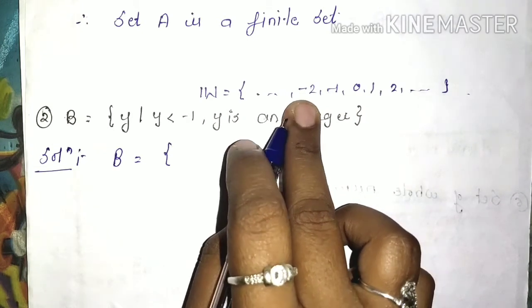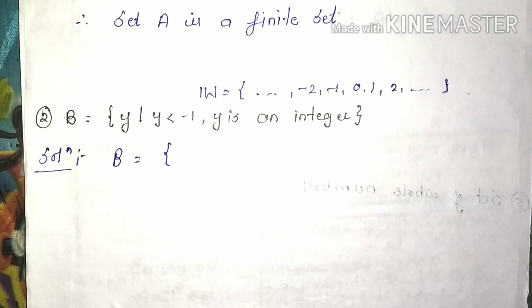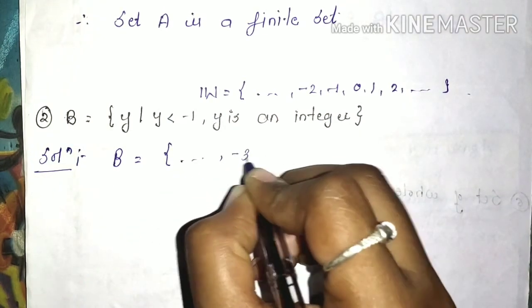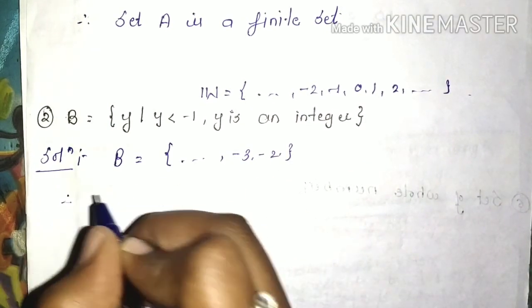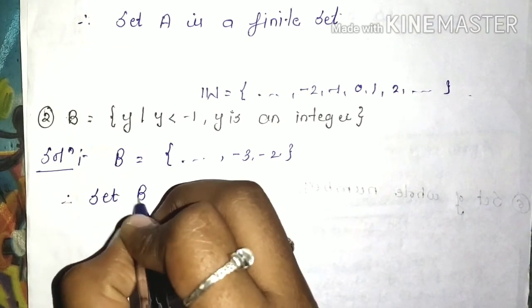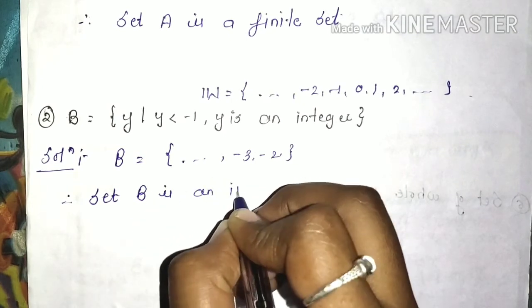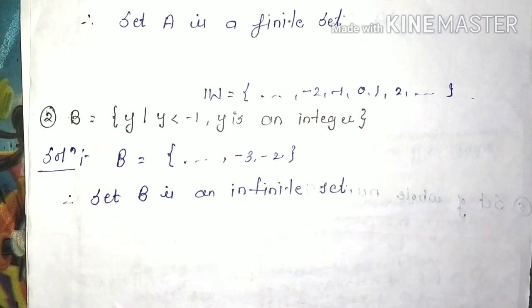That means all negative numbers will come, but from -2. So from -2 onwards, numbers will come up to infinity. So here we have this set like this. Okay, that means it's an infinite set because we cannot count the number of elements in the set B. So hence set B is an infinite set, right, because we want the integers which are less than -1. So less than -1 will be -2, -3, -4, and so on up to infinity. That means we cannot count. So set B is an infinite set.